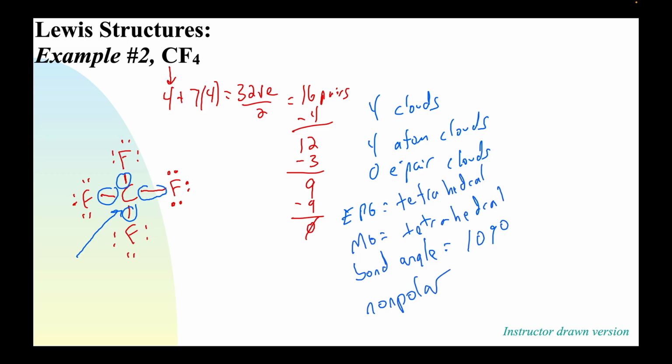So, woohoo! All right, here's another Lewis structure, CF4. CF4 had a lot more electrons around it than CH4 did, but it's the same kind of geometry. Different sets of electrons, but same idea.